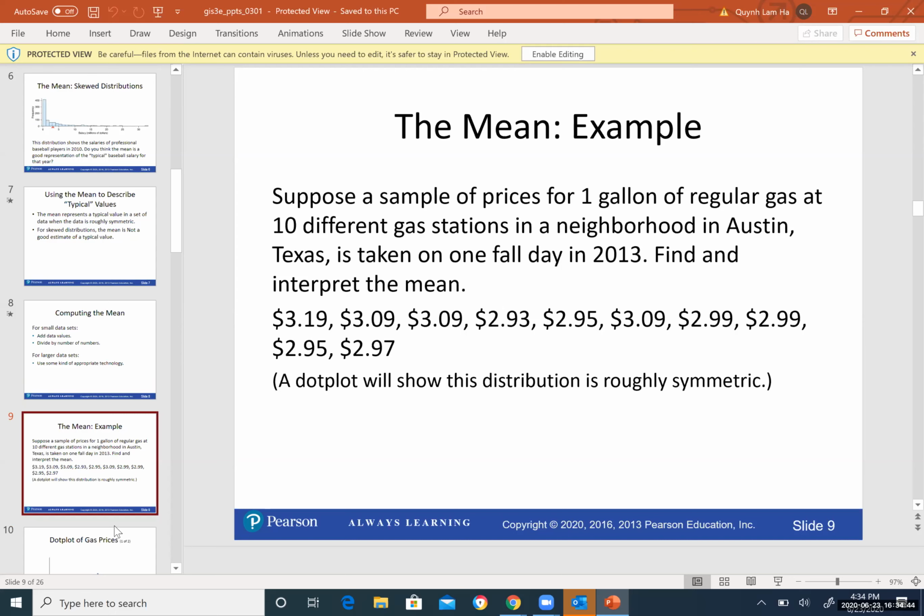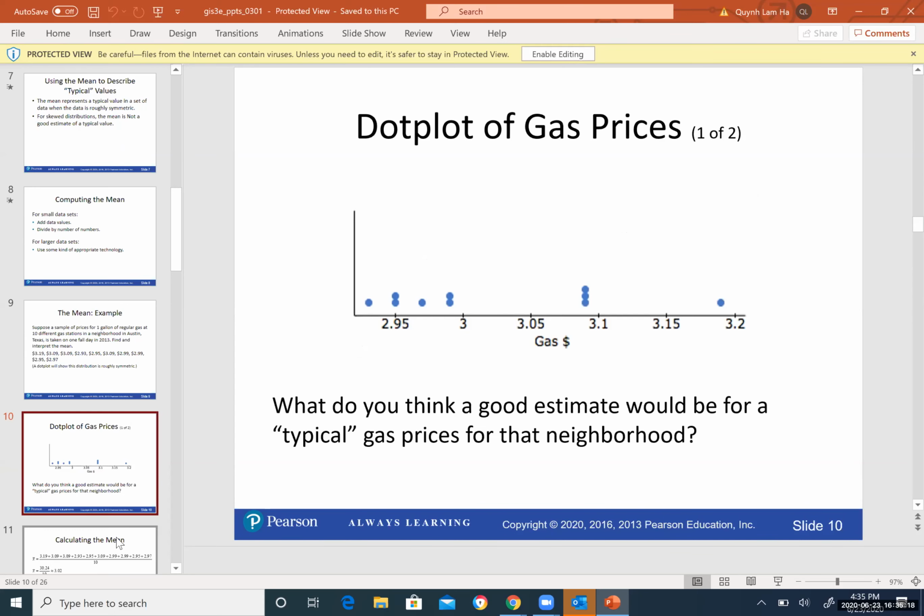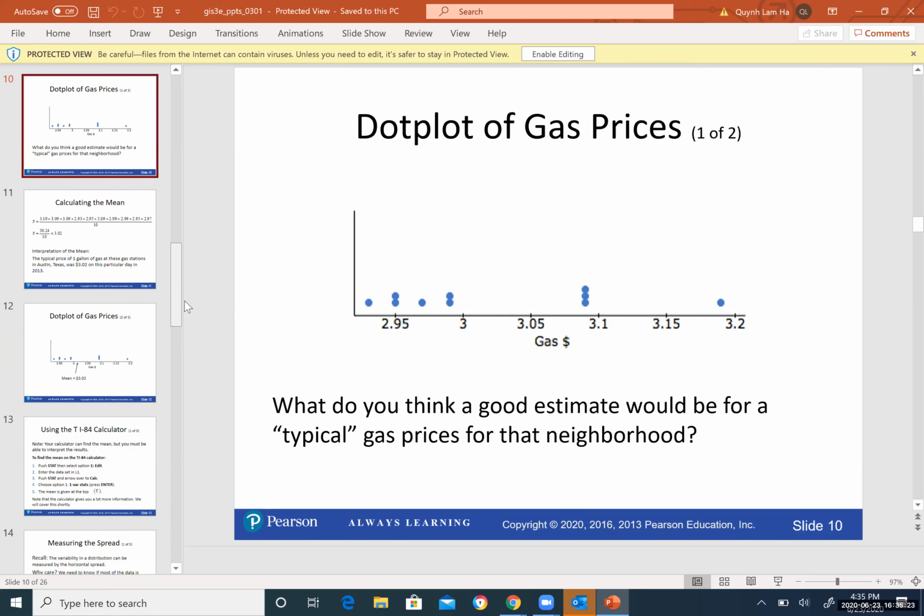Here is another example for the mean. Suppose a sample of prices for 1 gallon of regular gas at 10 different gas stations in a neighborhood in Austin, Texas, is taken on one fall day in 2013. We need to find and interpret the mean. So we have $3.19, $3.09, $3.09 for the third station, and so on. Now we check out the dot plot. That's describing the story in a dot plot like this.